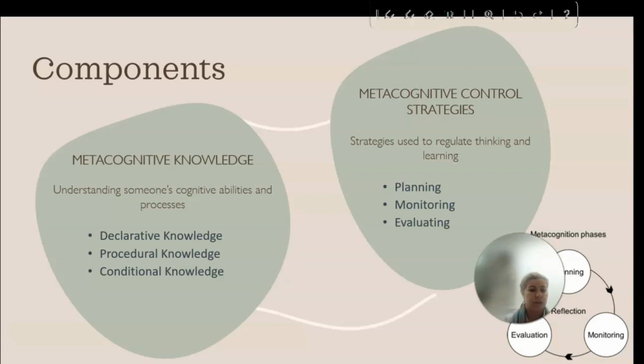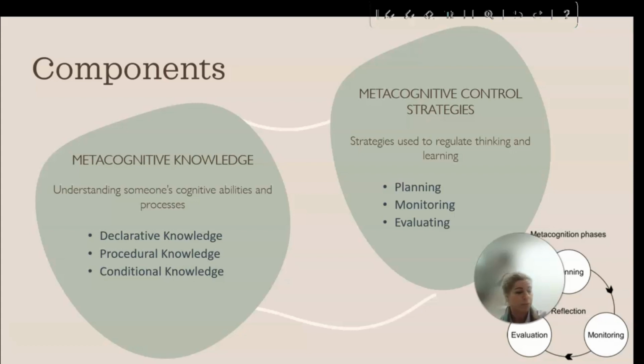We also have the conditional knowledge, which is recognizing when and why to use specific strategies. For example, I should use this method for complex math problems. Okay. Now, the metacognitive control strategies are strategies that we use to regulate thinking and learning. And here we are referring to planning, okay? Planning is setting the goals and creating a roadmap for learning or problem solving.